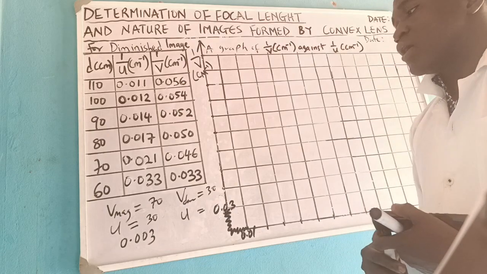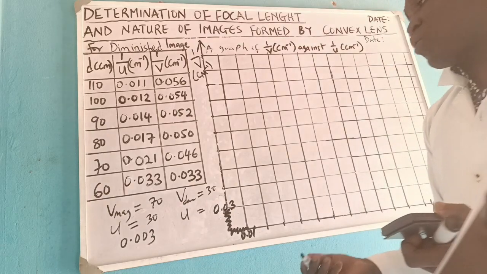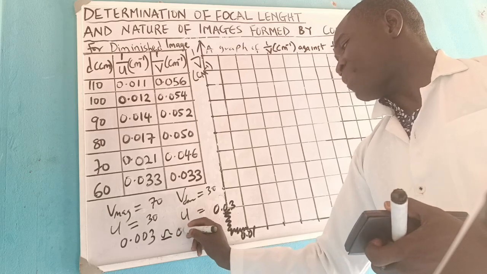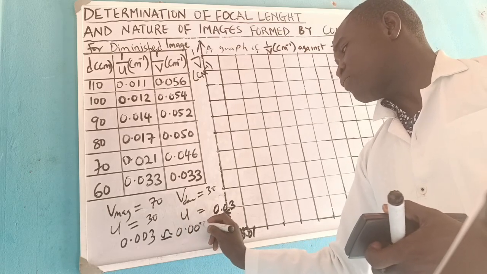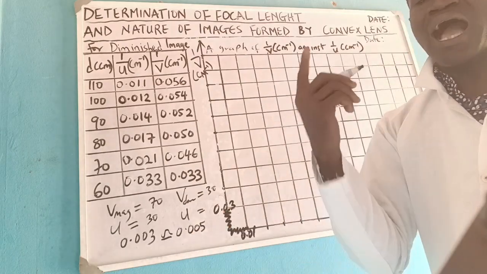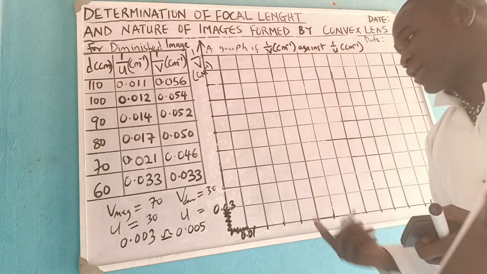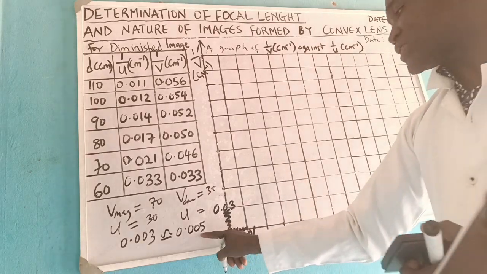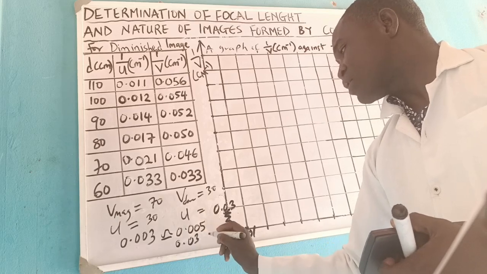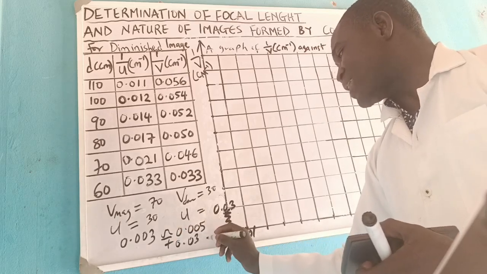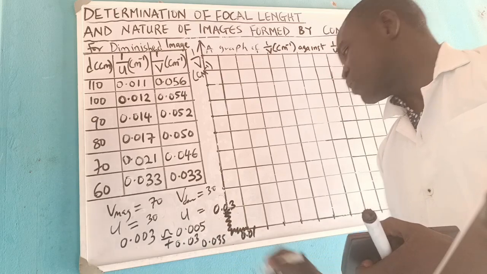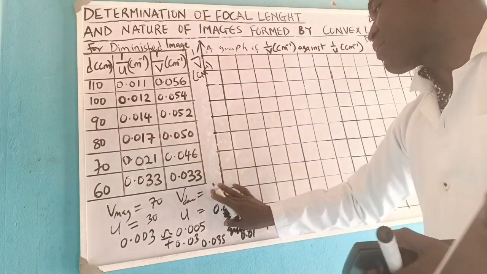0.003. Now, I can decide to say, wow, I got 0.003. Let me approximate it to a number that I can handle, 0.005. I just approximate it to the number I can handle very carefully. Okay, that means this I got plus 0.03. When I add them, it will be giving me 0.035.